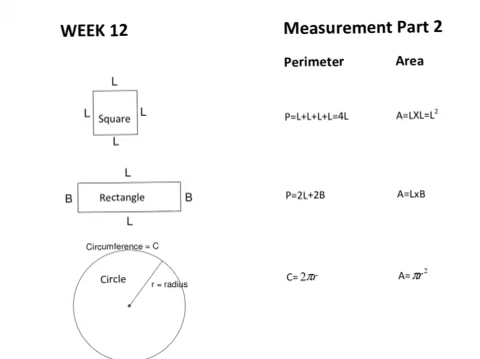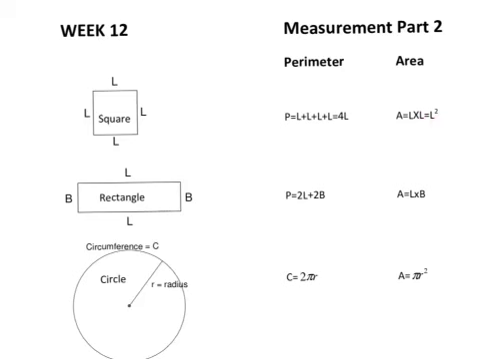A square is an object where all four sides are equal, so if we want to find the distance around it, we give it the symbol P. It's called perimeter, and it's the four lengths added together, which we can write as 4L. The area of the square is the length multiplied by the breadth. In this case it's the same, it's still L, so L times L is L squared.